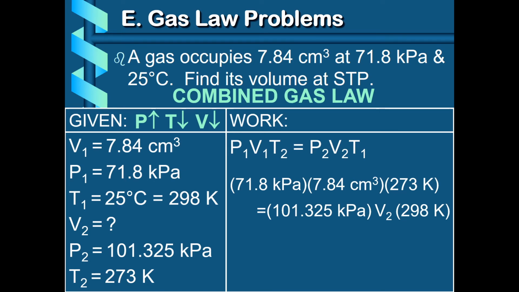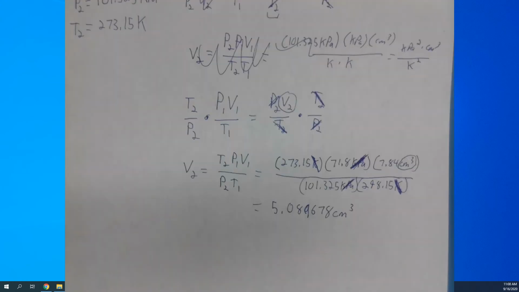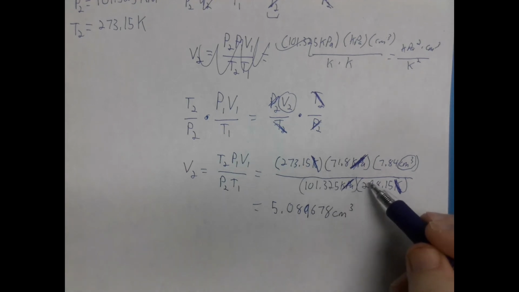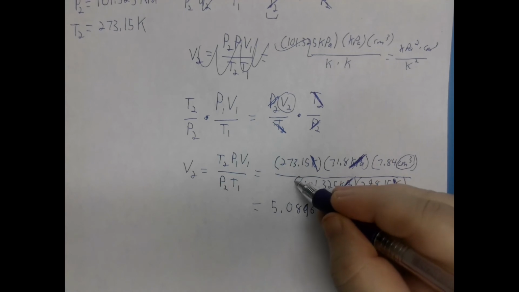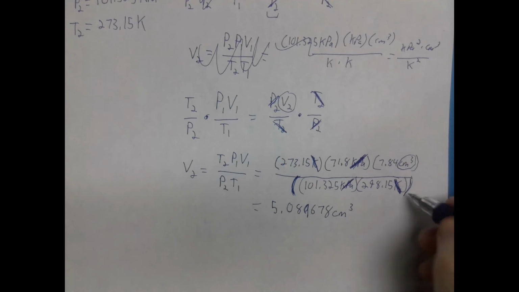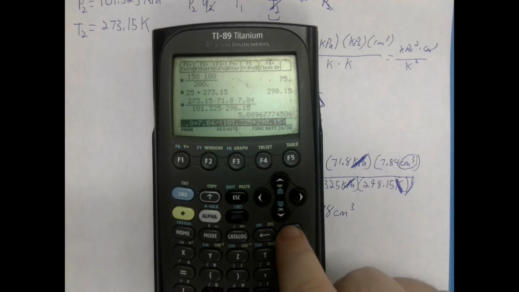And you can see here that to get V2 by itself, you're going to have to divide both sides of the equation by 101 kilopascals and 298 Kelvin. Doing that, you get 5.09. Note, when typing into a calculator, if you're doing 101 times 298, you need to put the entire denominator in parentheses. Again, my calculator is fancier than y'all's.